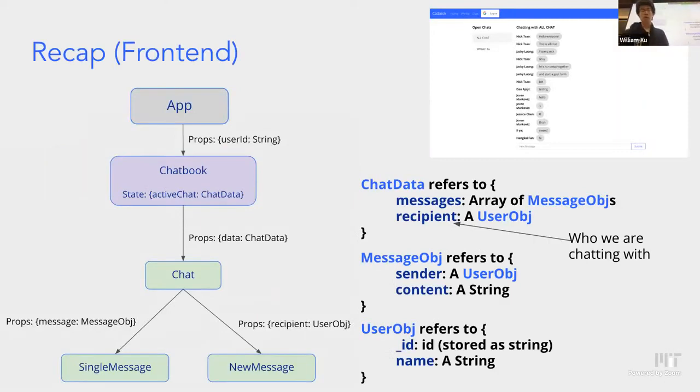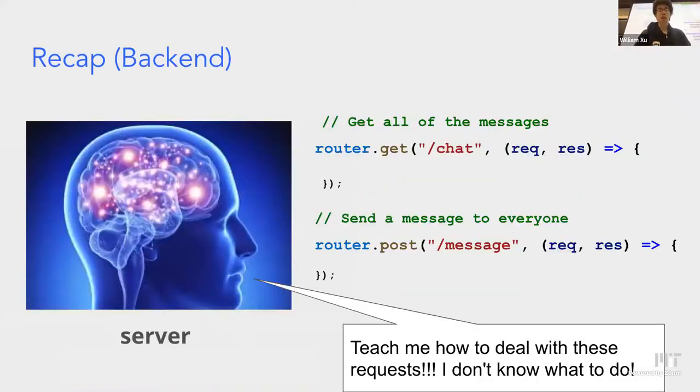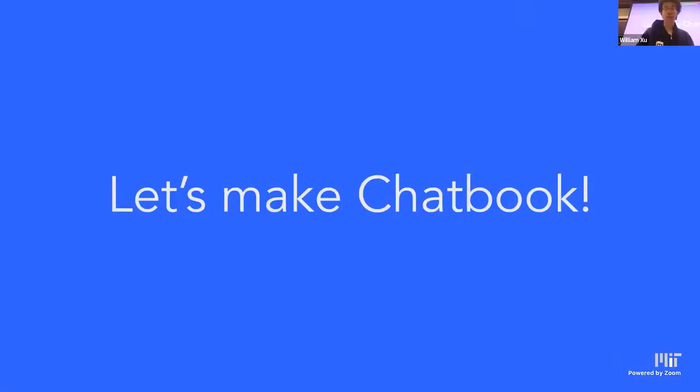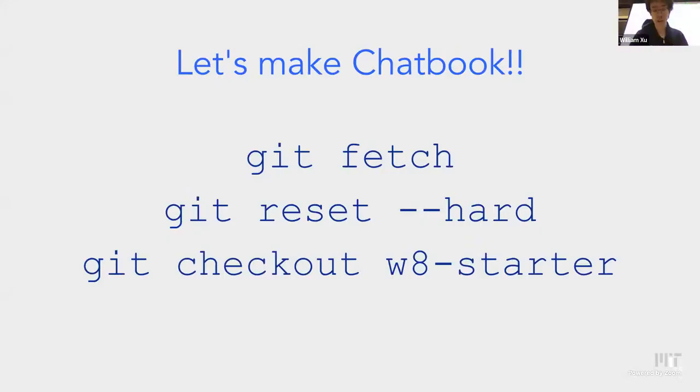So, quick recap: this is what the front end is going to look like, and this is what the back end is going to look like. I think you have the link to the slides if you need them, and you can refer back to these whenever you'd like. Let's get started with the workshop components.